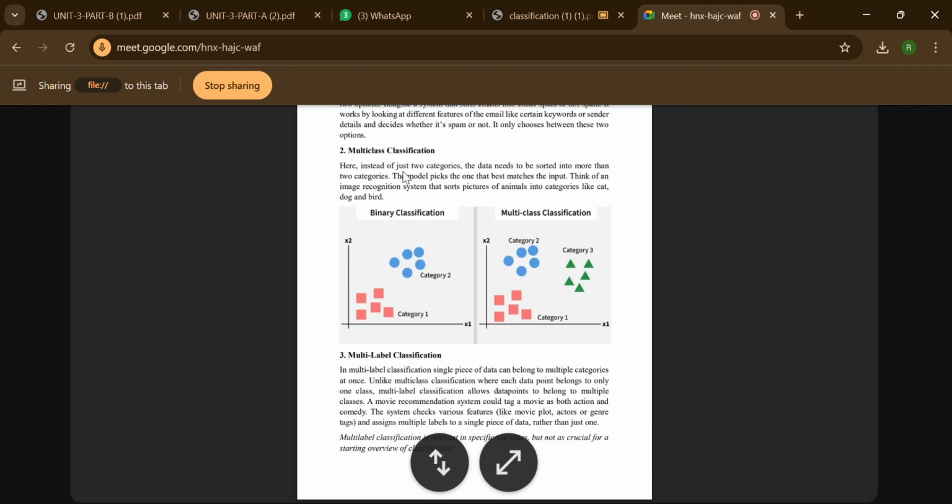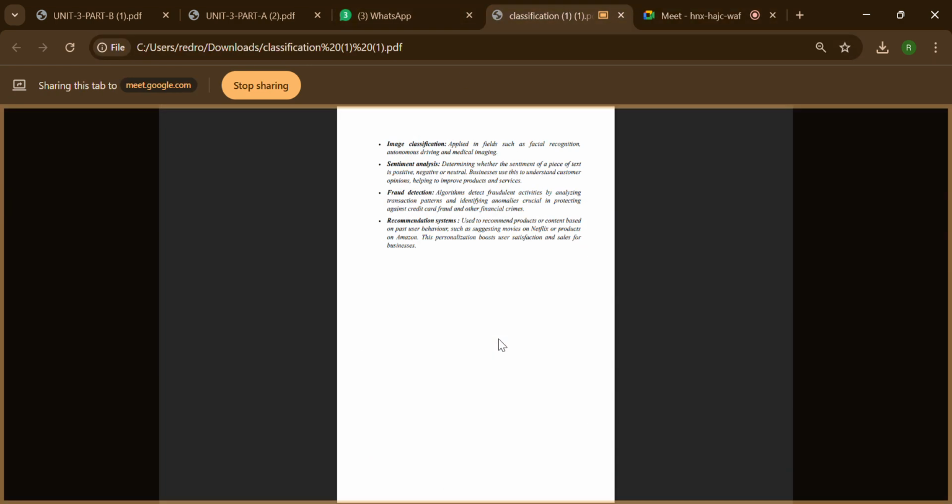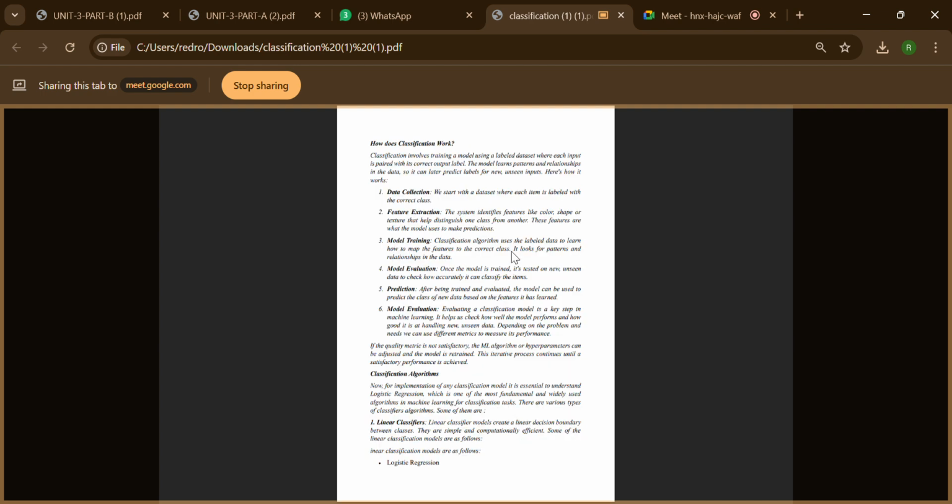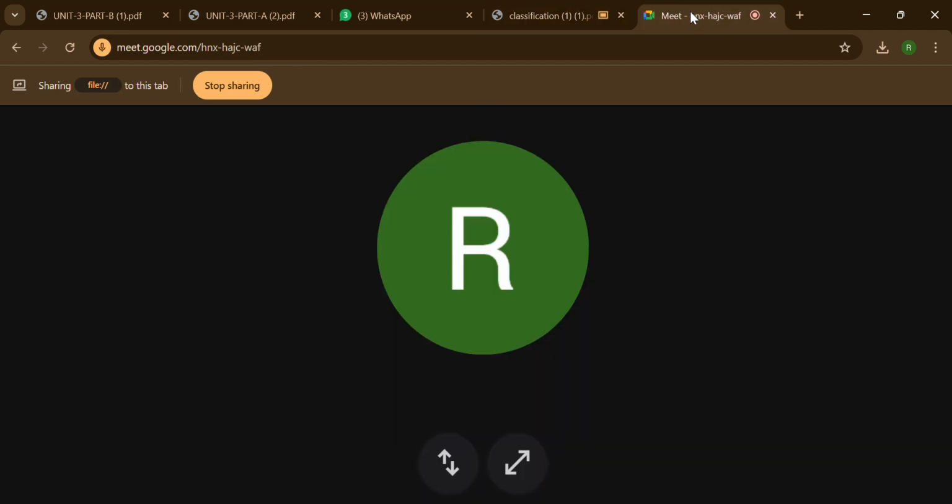And next one is multi-label classification. In multi-label classification, one data point can belong to multiple categories simultaneously. So a movie can be tagged as both action and comedy. This is different from multi-class problems where each item has only one class. So where there is a common between the two categories, it is called multi-label classification.